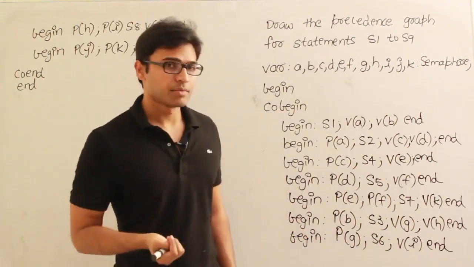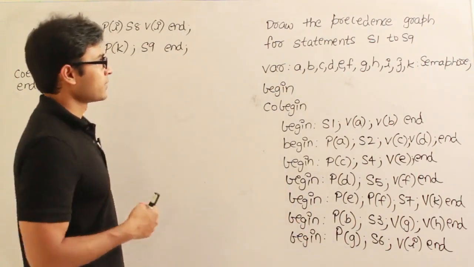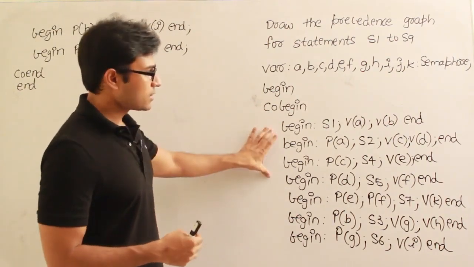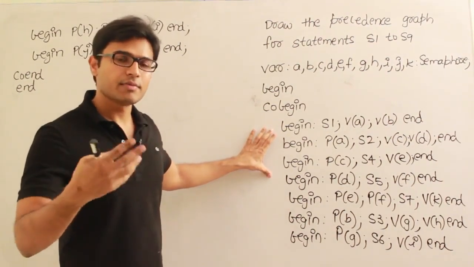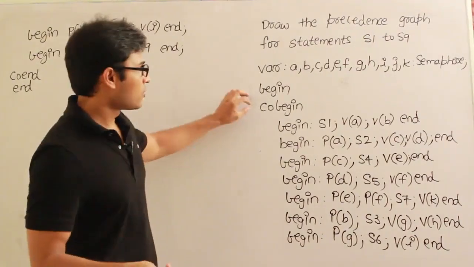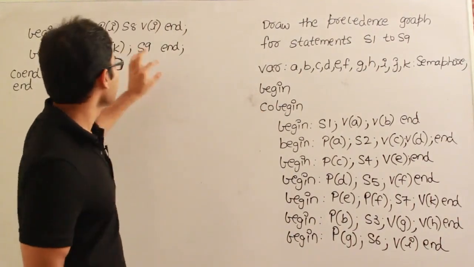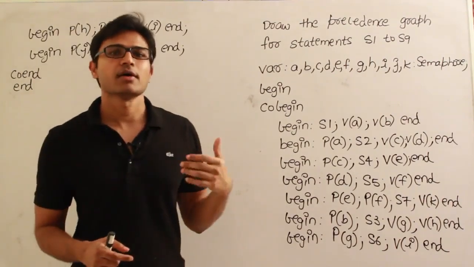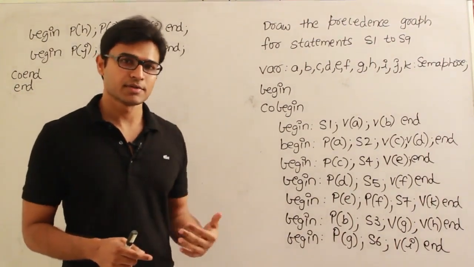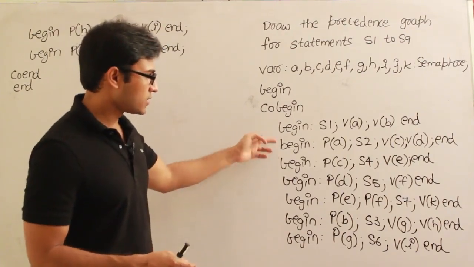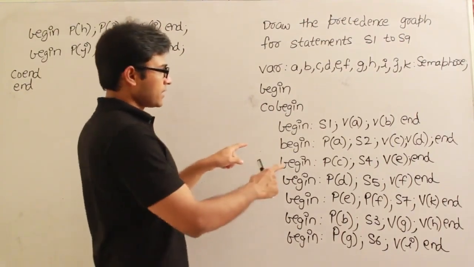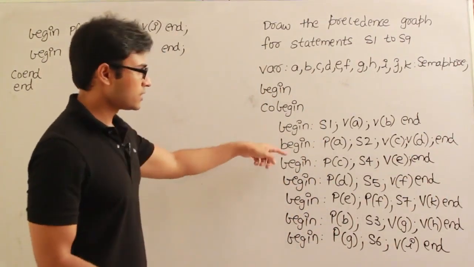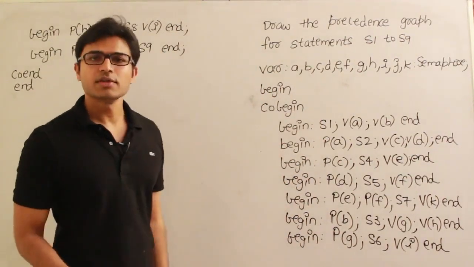So this is one such example. Now I'll just explain it to you. Now they are saying that we have S1 to S9 statements, and all these statements can be executed parallelly in any order. So we are going to have something called co-begin and co-end. Anything that you write between co-begin and co-end means that they are concurrent processes, which means they are concurrent statements. So you can begin any of these statements and you can finish it off in any order.